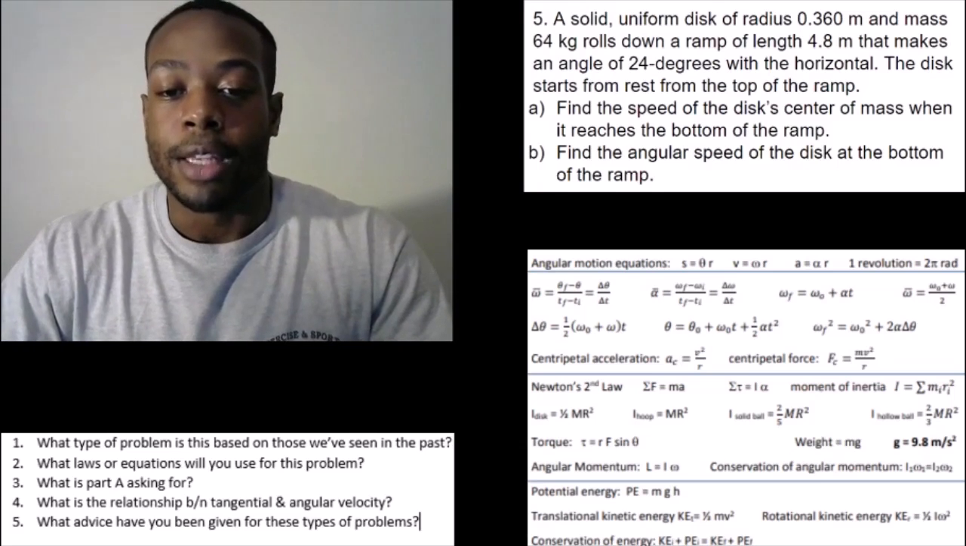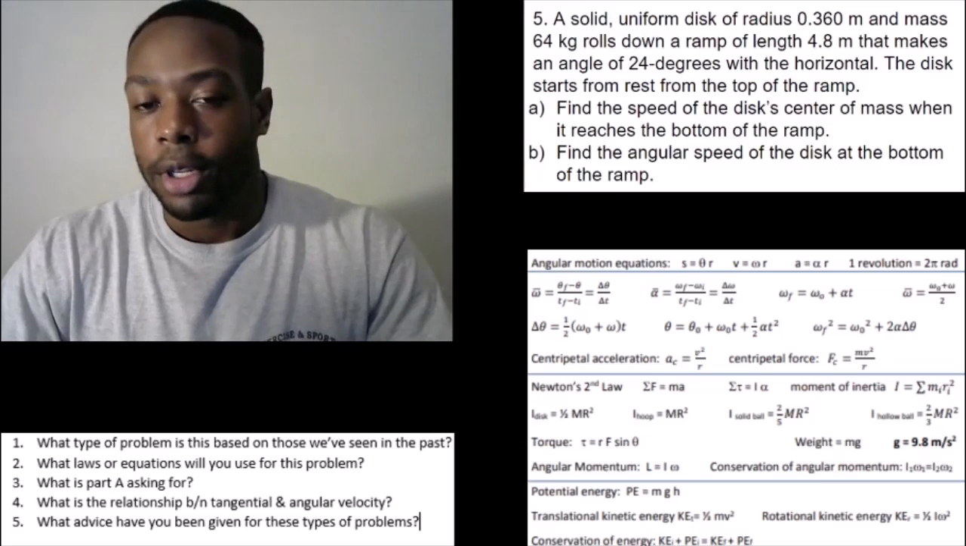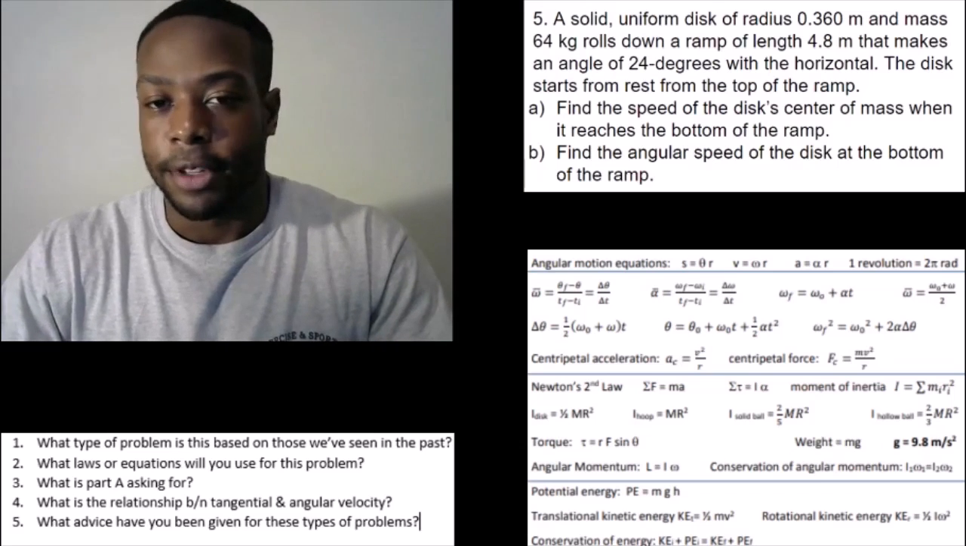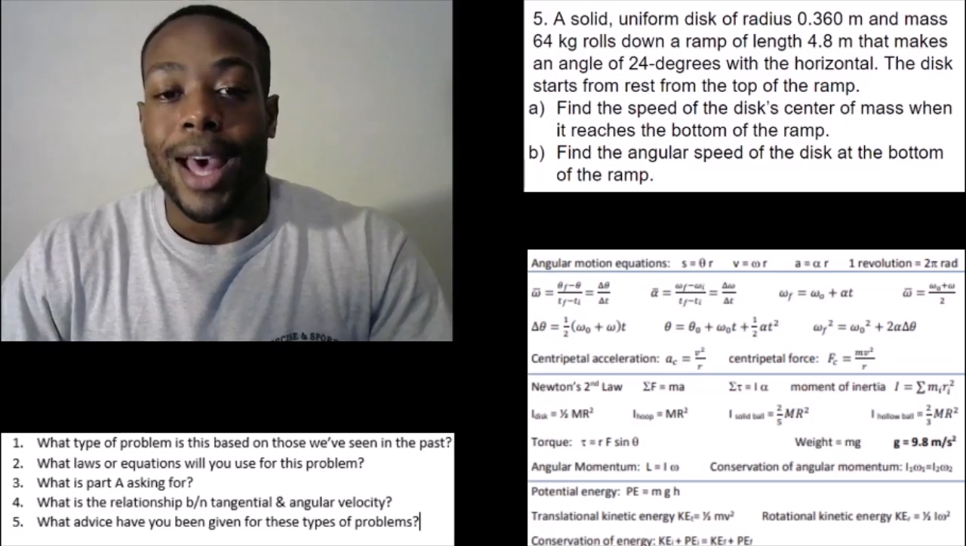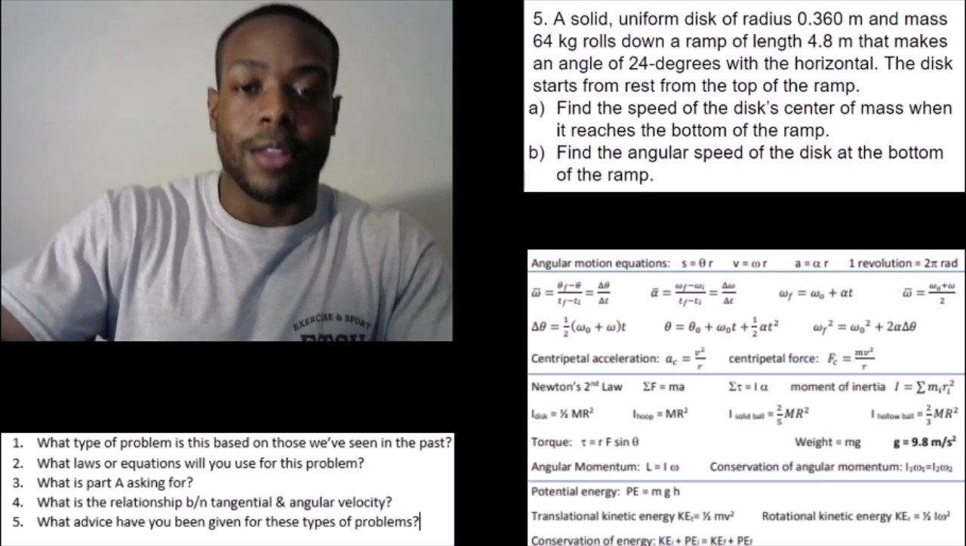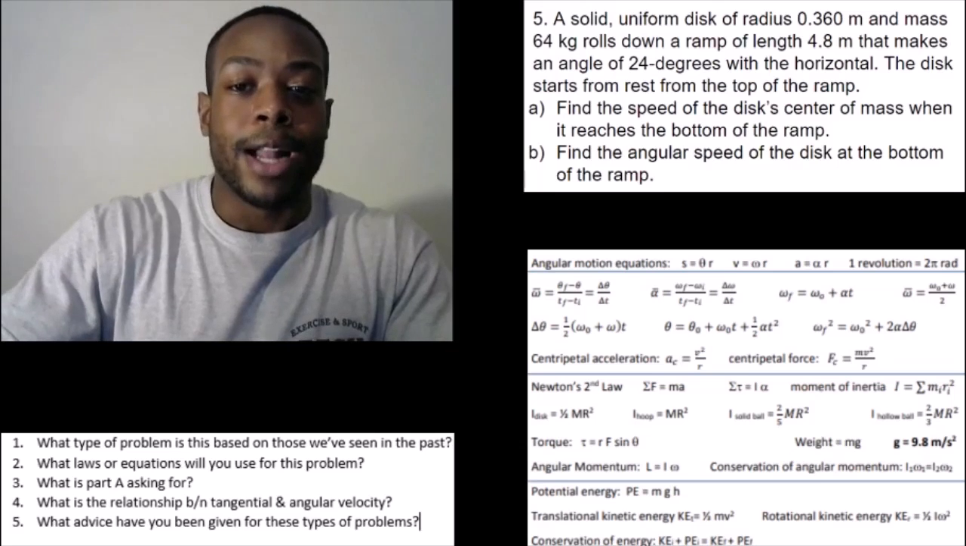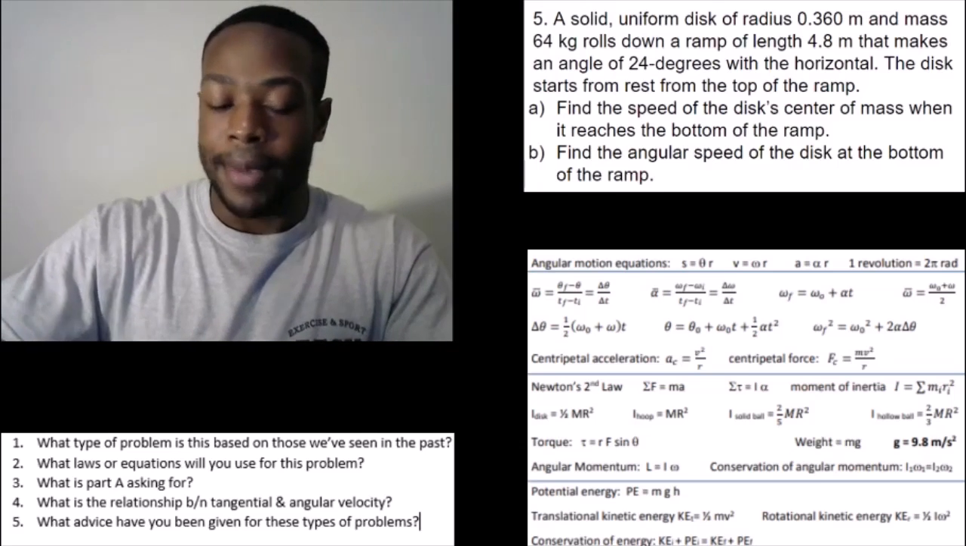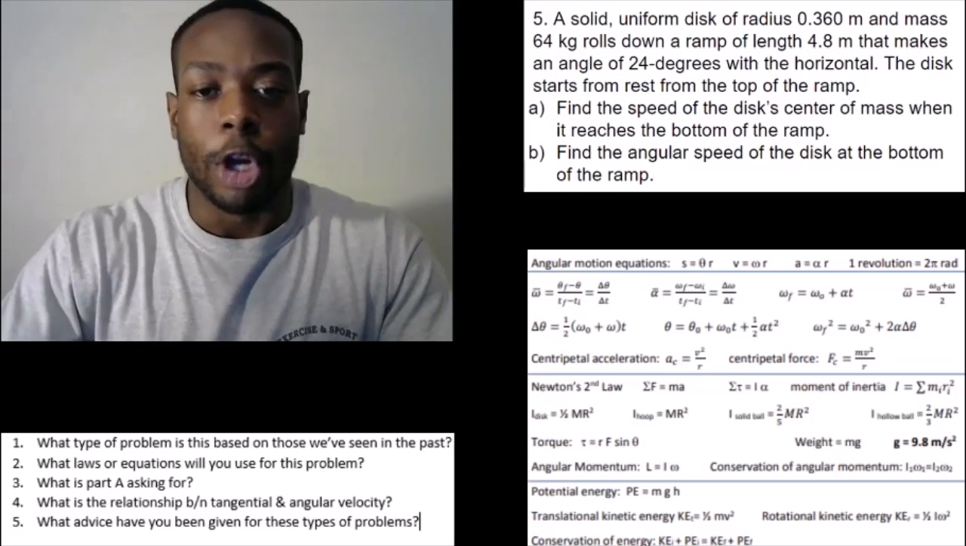And then lastly, for question 5, I want to know what advice you have been given for these type of problems. So I've told you, I'm sure Daniel's told you, Espino's definitely told you, that you want to stick to the variables and simplify as much as you can before you do any math or plugging in. It's so much easier that way.